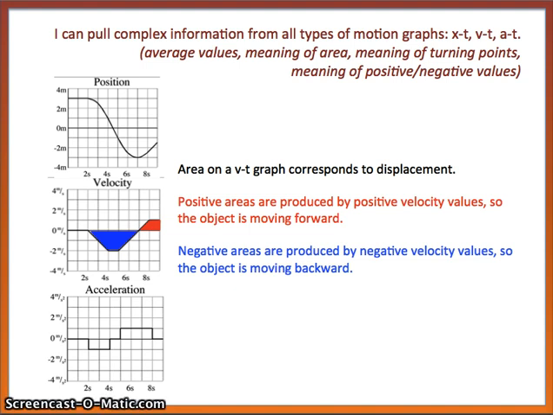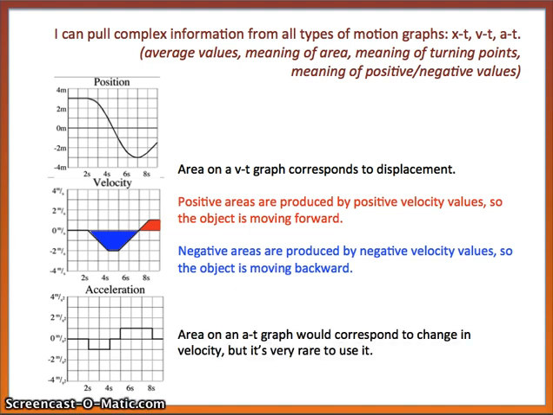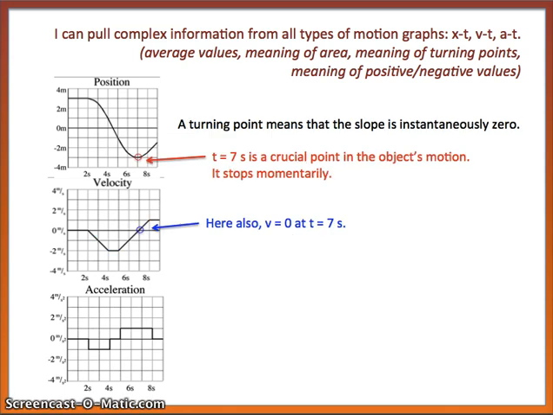Now this can be done for an acceleration graph. It's just not very, very common. An acceleration graph, you would be taking meters per second squared times seconds, and that would leave us with meters per second. So it corresponds to a change in velocity, but again, that's kind of a rare thing for us to be doing.